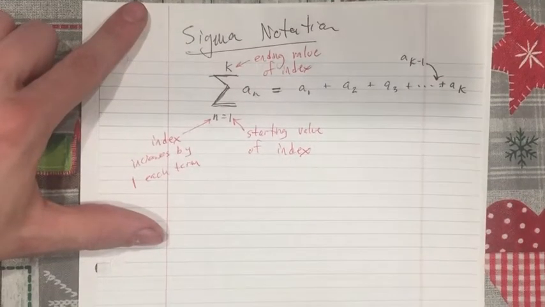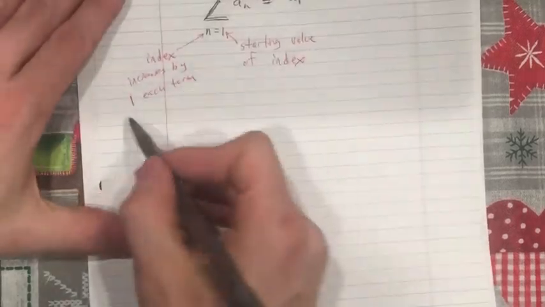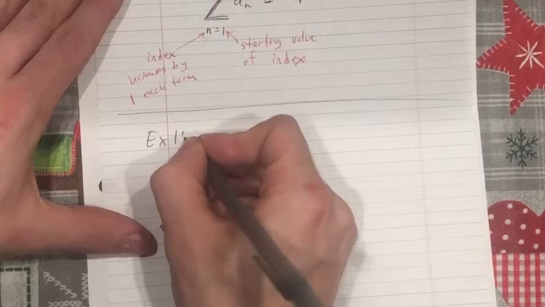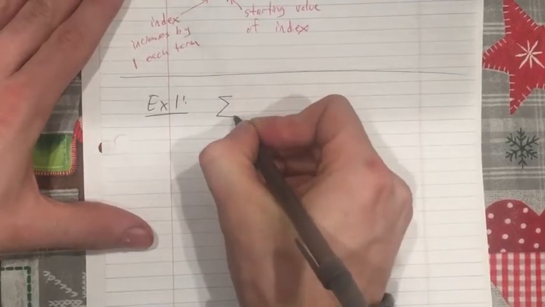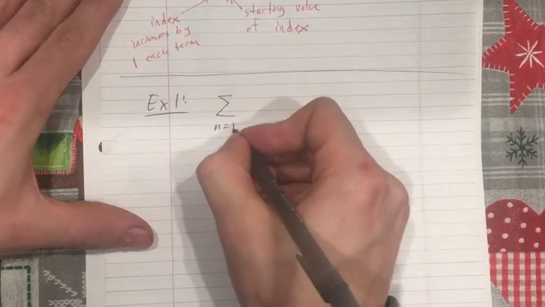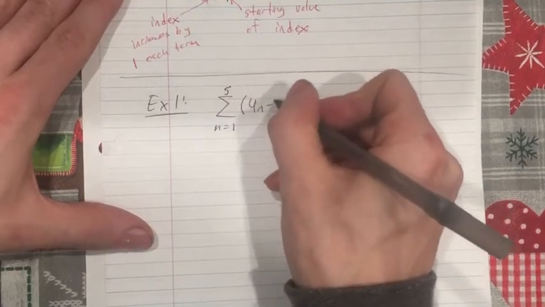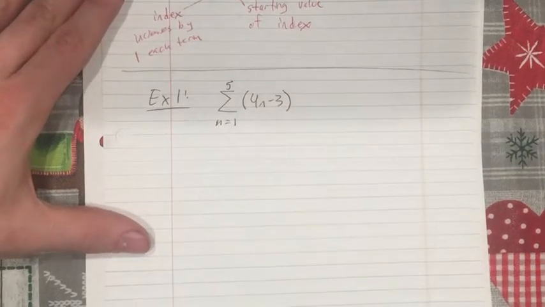So let's do a couple of examples. What are you going to be asked to do in your homework? Because that's why we're all here, right? Here we go. Let's do a quick example. What if we had sigma, n going from 1 to 5, of 4n minus 3? Can we calculate this sum?